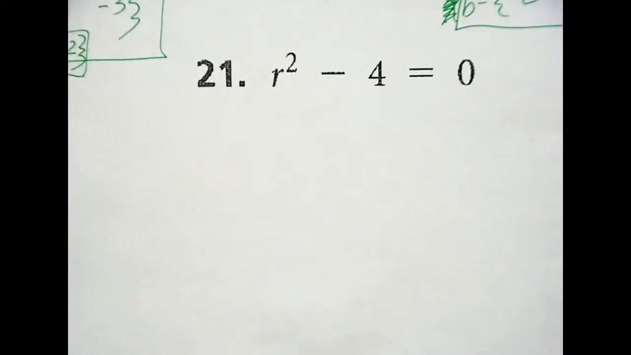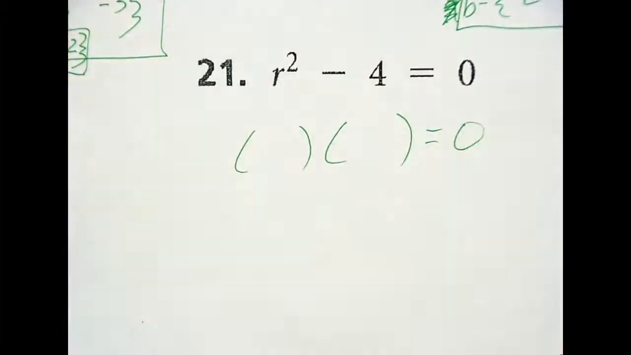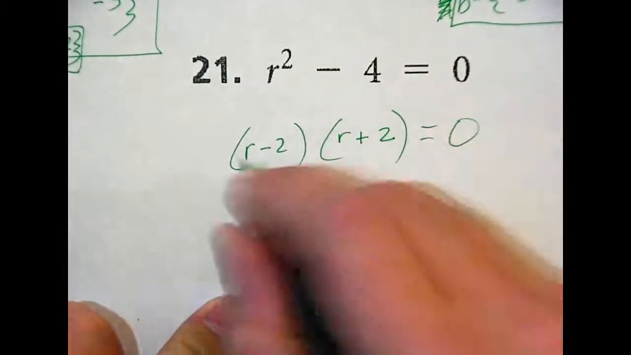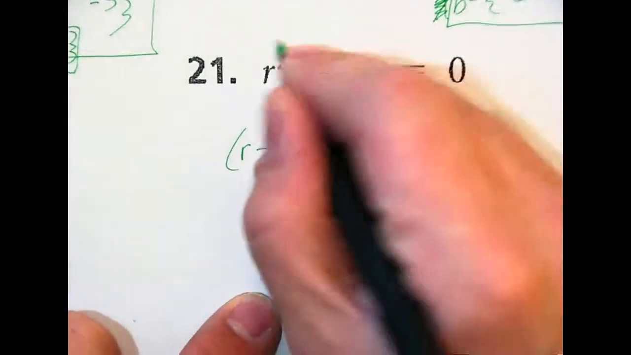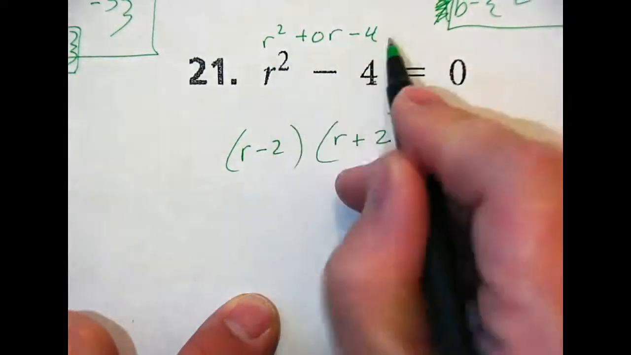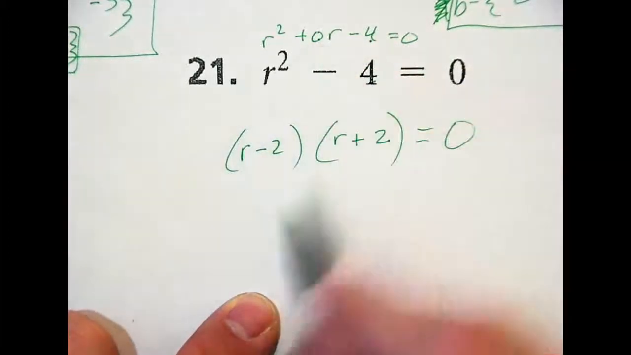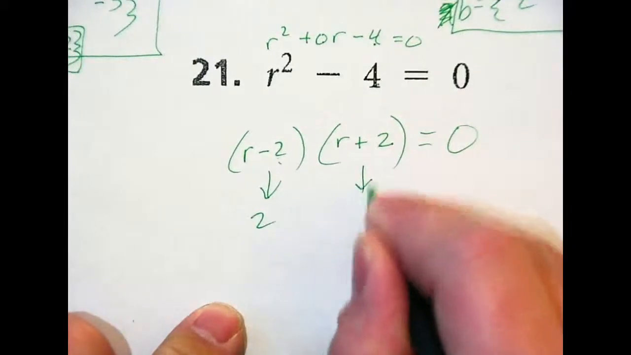Tell your neighbor what it factors to. Toki, you're my neighbor. What do you got? -2 and +2. Toki's using -2 and +2. Anyone else using that? Difference of two perfect squares, right? Remember, perfect square, it's a binomial. If you're not using that pattern, then you have to put that +0r in there. So you're finding two things that multiply to make -4 and add to 0. And if they add to 0, they've got to be opposite, so positive and -2. That means this answer is 2, and this answer is -2.